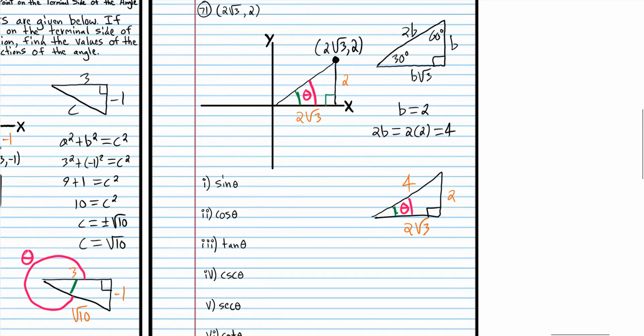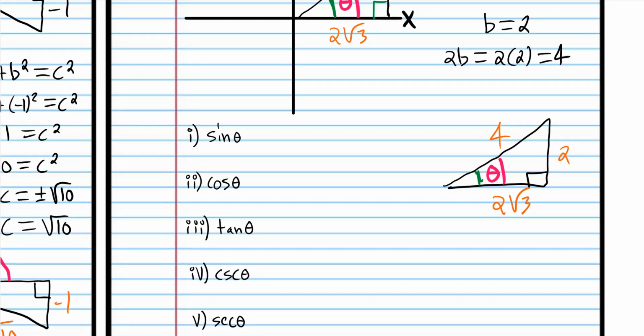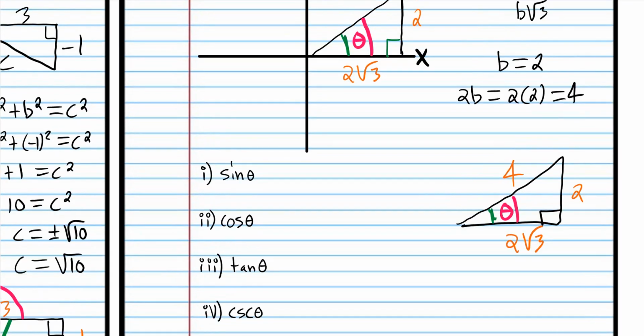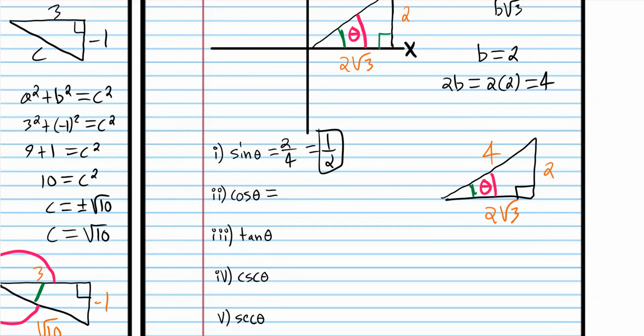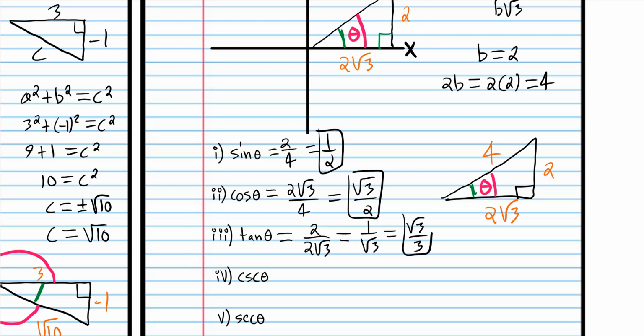So sine theta is going to be the side opposite the green reference angle over the hypotenuse. So that's 1/2. Cosine theta is the side adjacent the green reference angle divided by the hypotenuse, and that reduces to √3/2 if we divide both sides by 2. Tangent theta is the side opposite the green reference angle divided by the side adjacent. The 2's cancel out. Multiply both sides by √3 to rationalize the denominator.